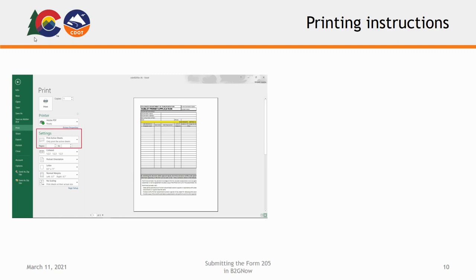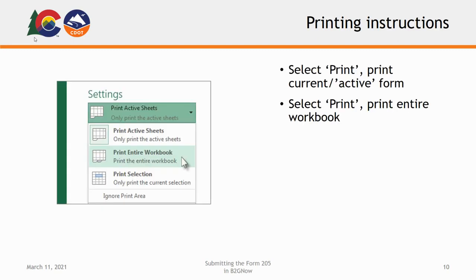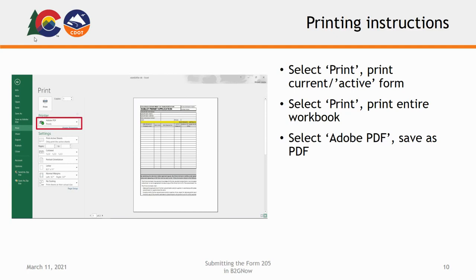There are multiple methods for printing the Form 205. First, you can select Print and only print the current or active form, or you can select Print and choose to print the entire workbook. Once you select the printing format, choose Adobe PDF as your desired printer, which will save the document to your computer as a PDF file.